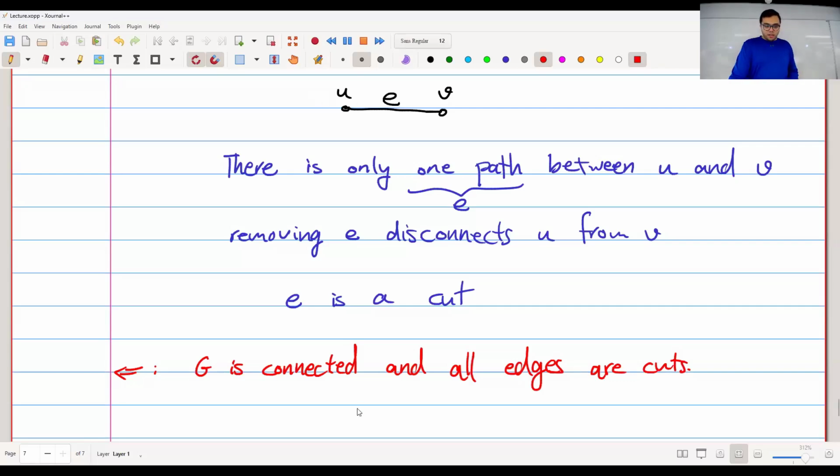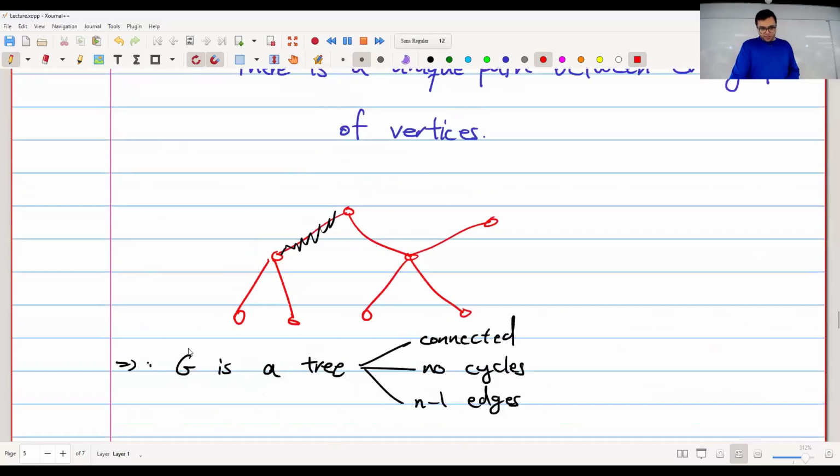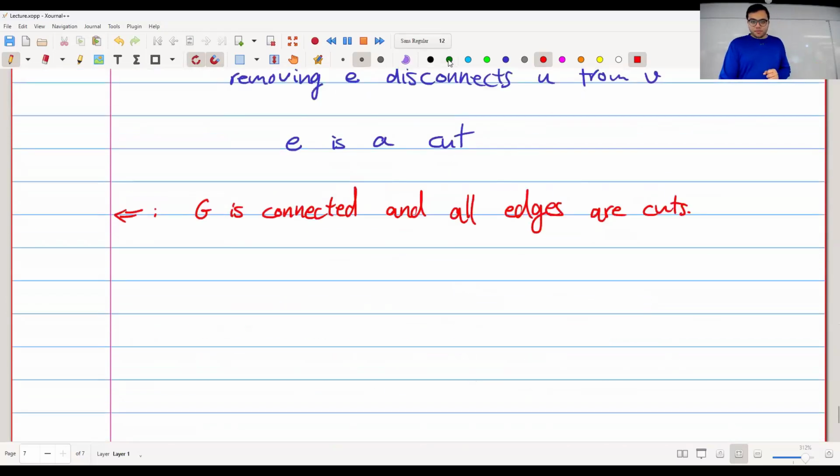Okay. Again, going back to our definition of trees, we said that we need to prove two of these properties and it will always have the third one. I already have the assumption that it's connected. I want to prove there is no cycle. If I prove there is no cycle, I've proven that it's a tree. Okay. So let's prove G has no cycle.